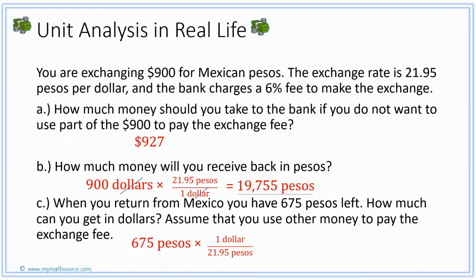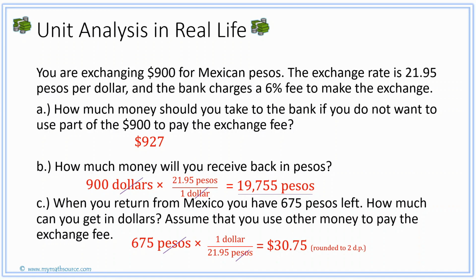Okay, so now we just simply multiply and remember to cancel the diagonal-like terms there. And so those units cancel, the pesos cancel, and we're left with dollars. And so 675 times 1 over 21.95. You could multiply by the $1, so you have $675 over 21.95. And so you divide those two terms, and once you do that, you would get $30.75 left over.